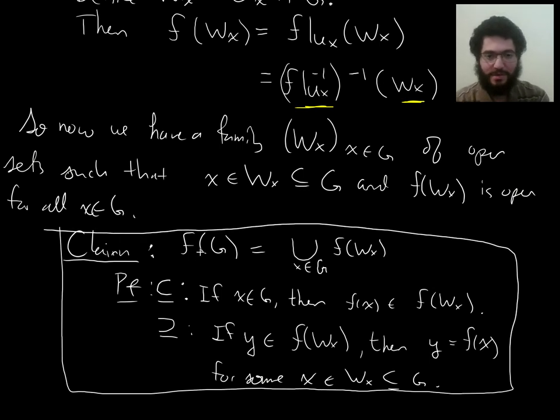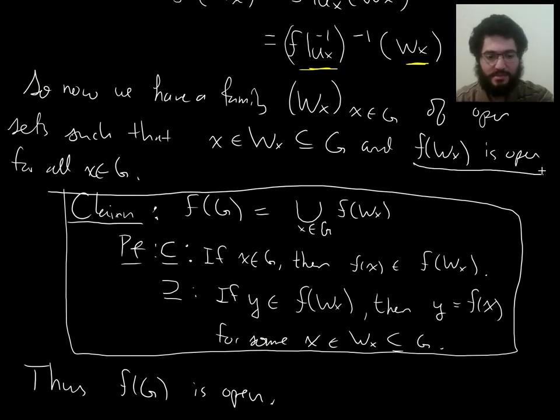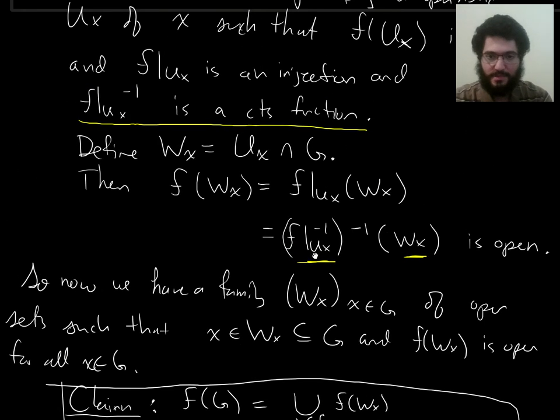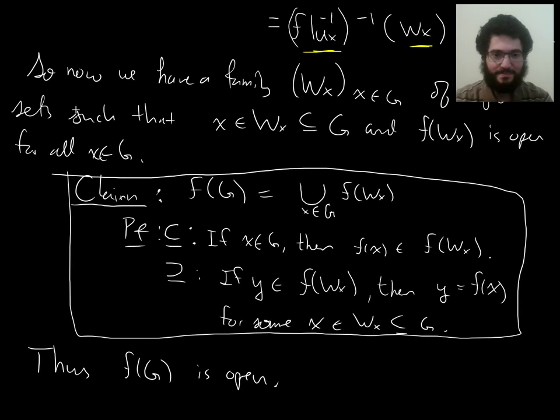Okay, and so we've written f of G as a union of open sets, and so f of G is open. That's because it's a union of open sets, and the openness of these is what we proved up here. So you see how we needed to use the inverse function theorem to do that. All right, and that's the corollary. So this is a way of proving that maps are open.